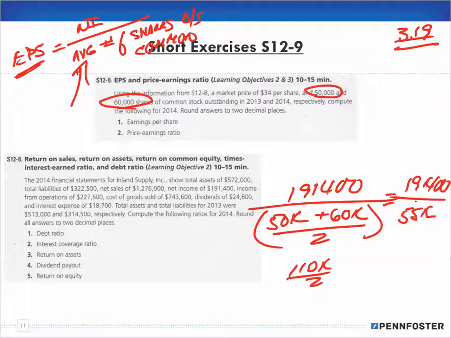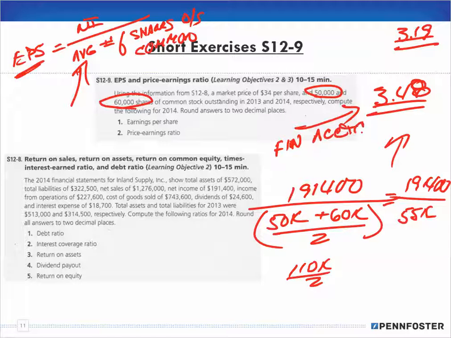So 191.4 divided by 55,000 gives me a 3.48 as my earnings per share. That's the correct answer that we're looking for in financial accounting. If you give this answer of 3.19, that's wrong. The correct answer is 3.48.